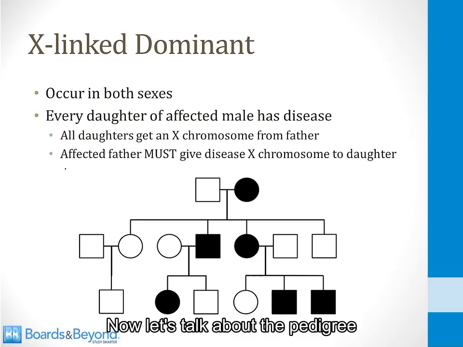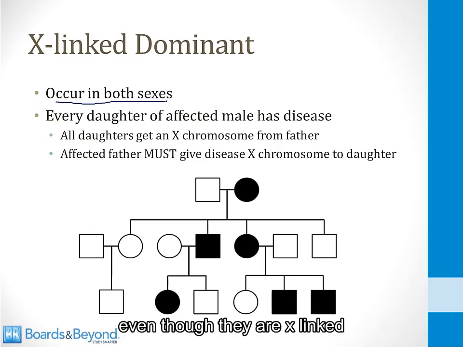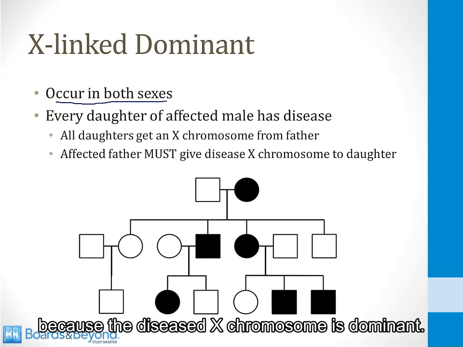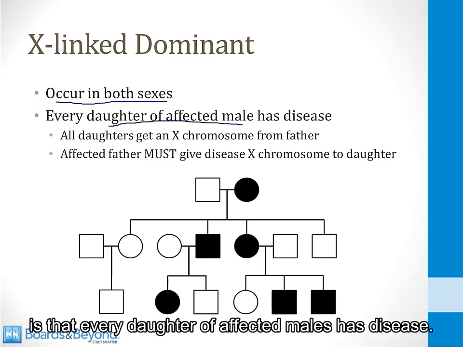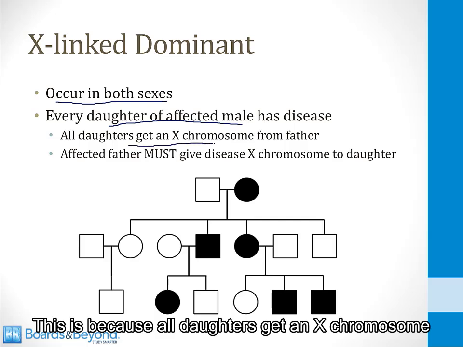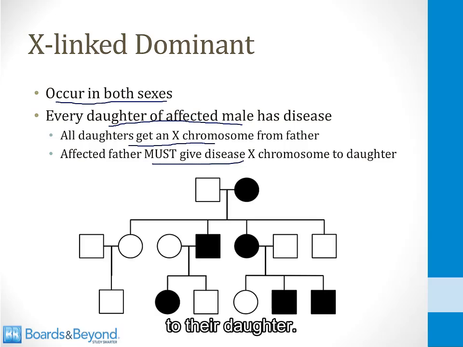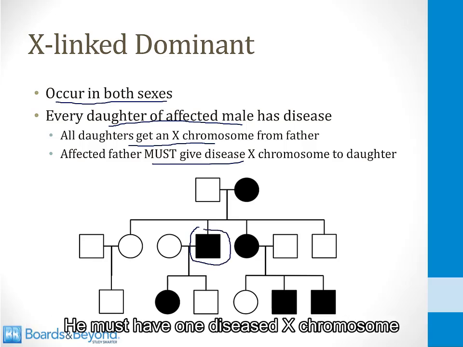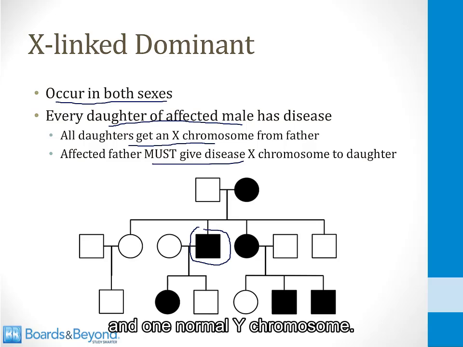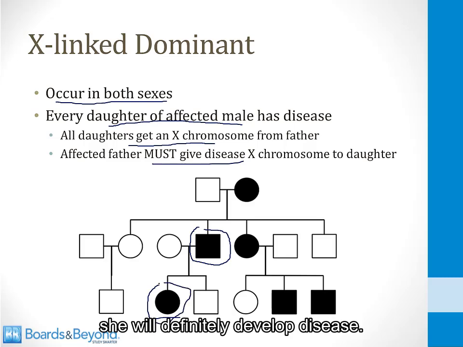Now let's talk about the pedigree for an X-linked dominant disorder. These disorders can occur in both sexes even though they are X-linked because the diseased X chromosome is dominant. A special feature of these pedigrees is that every daughter of affected males has disease. This is because all daughters get an X chromosome from their father, and affected fathers must give their diseased X chromosome to their daughter. So for example, let's focus on this male individual here. He must have one diseased X chromosome and one normal Y chromosome. For him to have a female offspring, he must pass his X chromosome, which is diseased, on to his daughter, and therefore she will definitely develop disease.